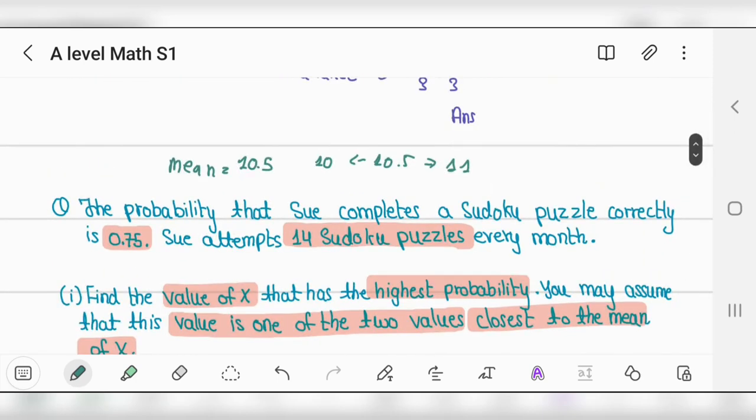So it's saying find the value of x that has the highest probability, and you may assume this value is one of the two values closest to the mean of x. What does this mean? The mean is telling us that out of 14 Sudoku puzzles attempted, about 10.5 puzzles are completed correctly. Now it's saying the value is one of the two values closest to the mean of x, which means it could be 10 or it could be 11.